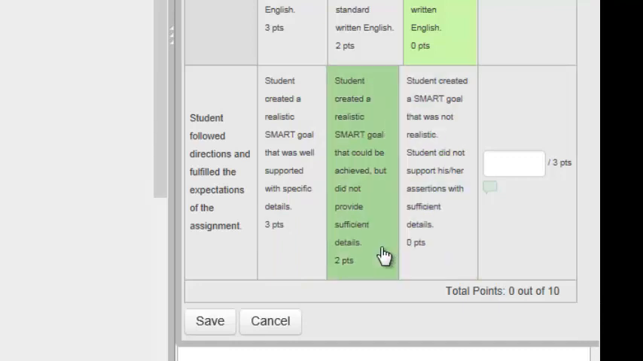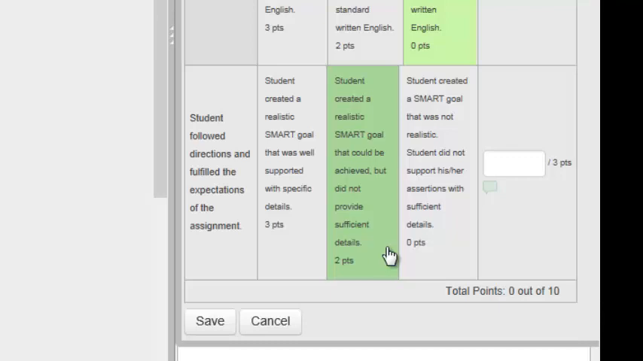Student created a realistic SMART goal that could be achieved but did not provide sufficient details. So this is a SMART goal that could be achieved if they had provided sufficient details and told me more about their story. If they said, I do think that I could earn it in a year because of this reason, and this reason, then I might not be so skeptical. Remember, if I have to assume things, I probably will not assume things correctly. So you need to be very specific in your answers.